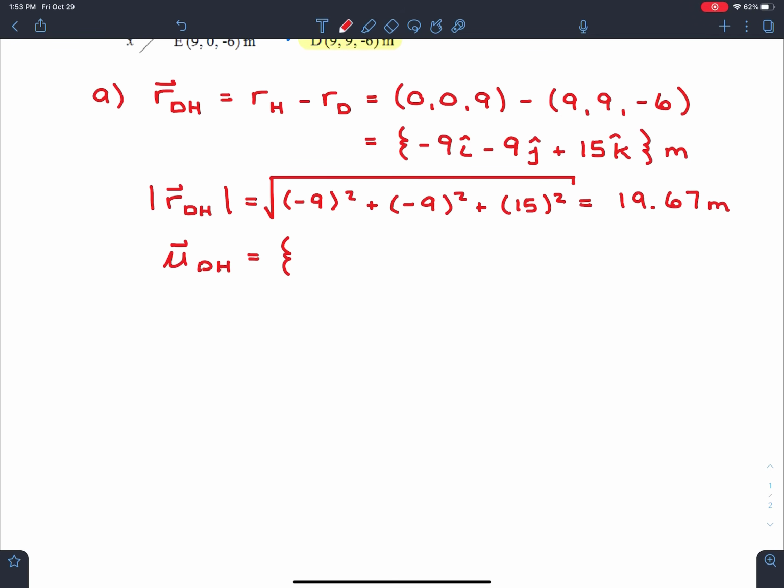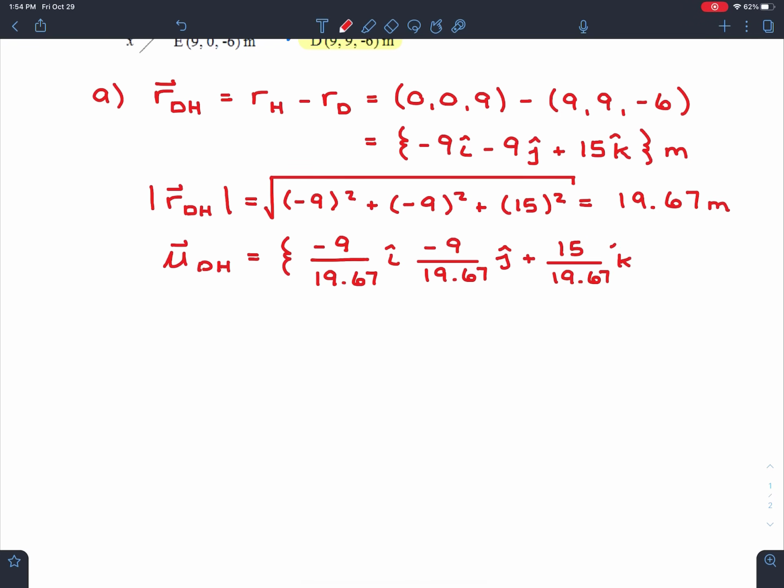So my first component was negative 9, so I'm going to take negative 9, and then I'm going to divide it by 19.67, and this will be in the I direction. The second component was also negative 9, so we're going to have negative 9 divided by 19.67 in the J direction. And then finally, our last component was positive 15, so we're going to say plus 15 divided by 19.67, and this will be in the K direction.